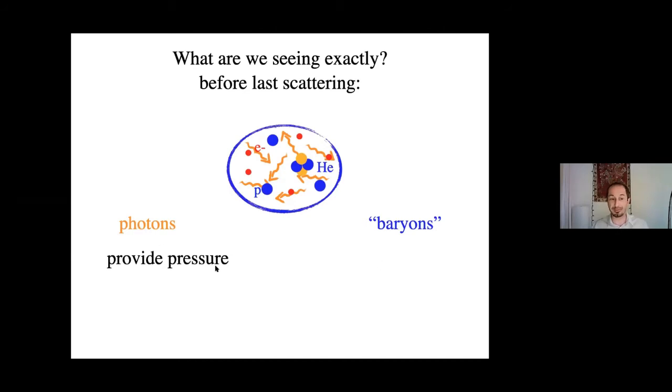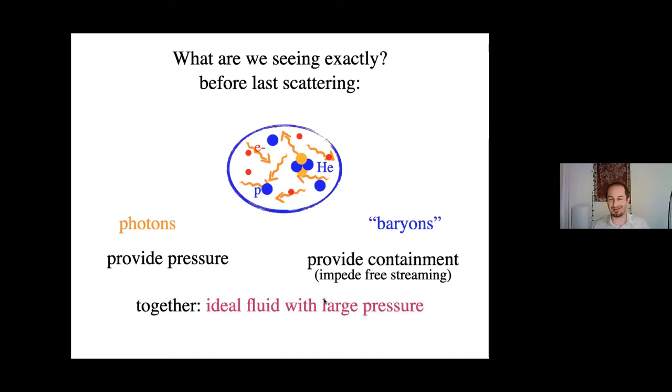Baryons, if they were on their own, would have a big pressure, but they would not be confined. If it wasn't for the electrons, they would just free stream. It's nice to have a big pressure, but if you don't have anything that confines you, you would just free stream. Baryons, on the other hand, on their own would have a very small pressure relative to that of the photons, but they provide containment, and together they become an ideal fluid. This containment means that they don't have free streaming and the photons provide a large pressure.